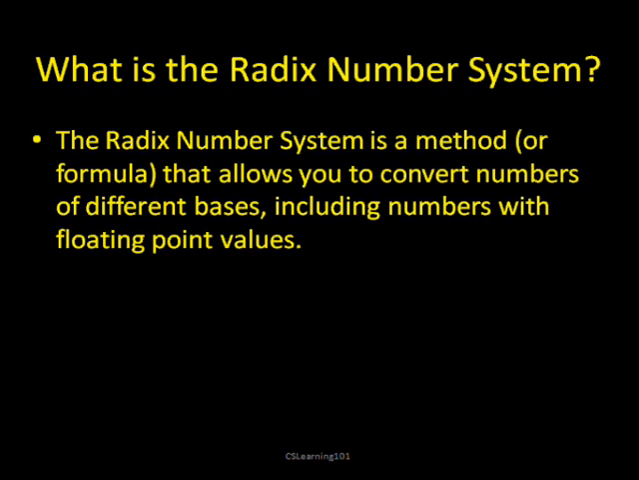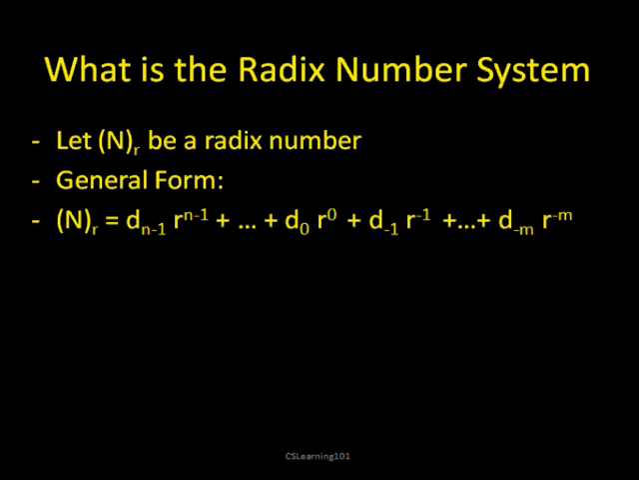What is the Radix number system exactly? Well, it is a method or a general formula that allows you to convert numbers of different bases, including numbers with floating point values. And here's the formula. If you let n be a radix number, which is any number in a specific base, then you can rewrite it into this form to convert it into a decimal value.